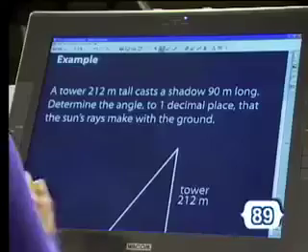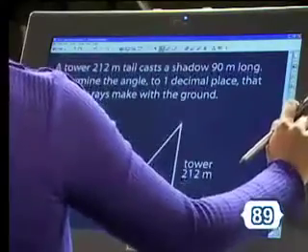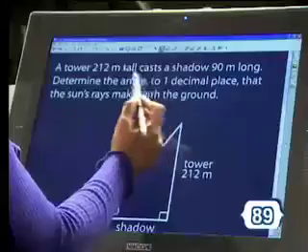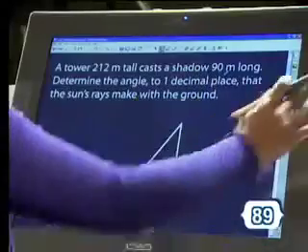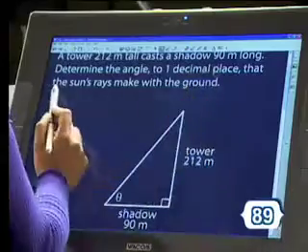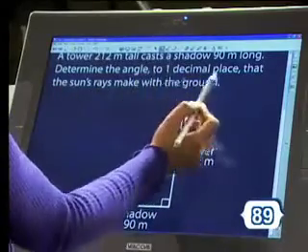So guys, we're going to have a look at one last example where we can use trig to help us solve real life problems. This is the example at the top of page 89. A tower that's 212 meters tall casts a shadow 90 meters long. Determine the angle to 1 decimal place that the sun's rays make with the ground.